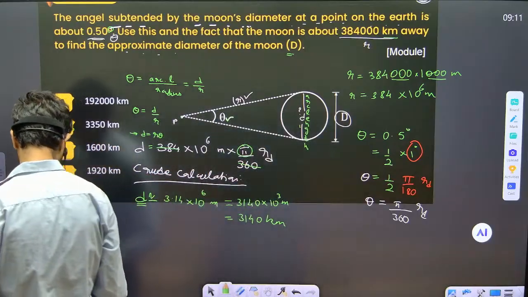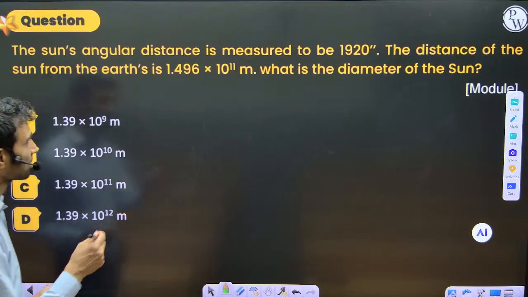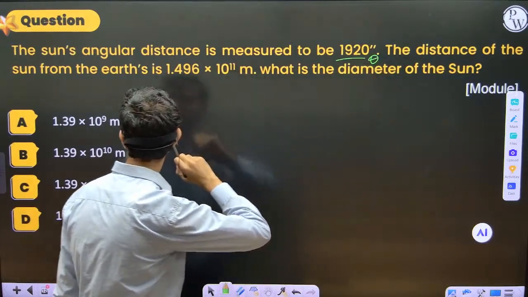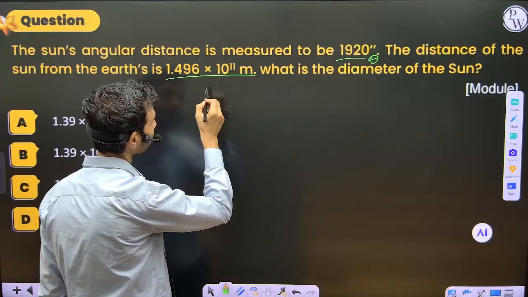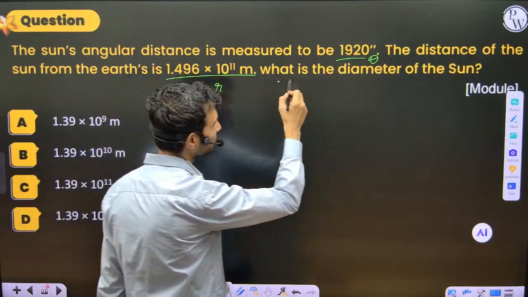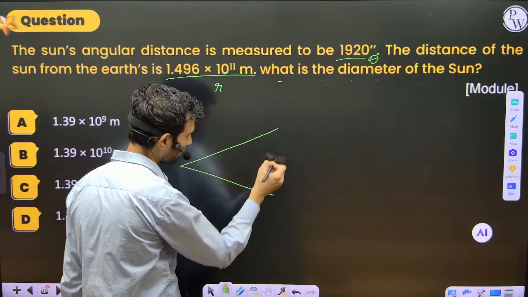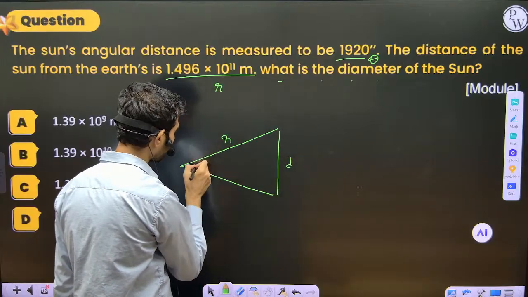So let's go ahead to the next problem, which is this. The sun's angular distance is measured as this. Again, theta is given. The distance of the sun from the earth is also given. Again, R is given. What is the diameter of the sun? So you see it's the same problem, right? Again, they're asking the diameter. Exactly the same problem. This was D, this is R, and this is theta.